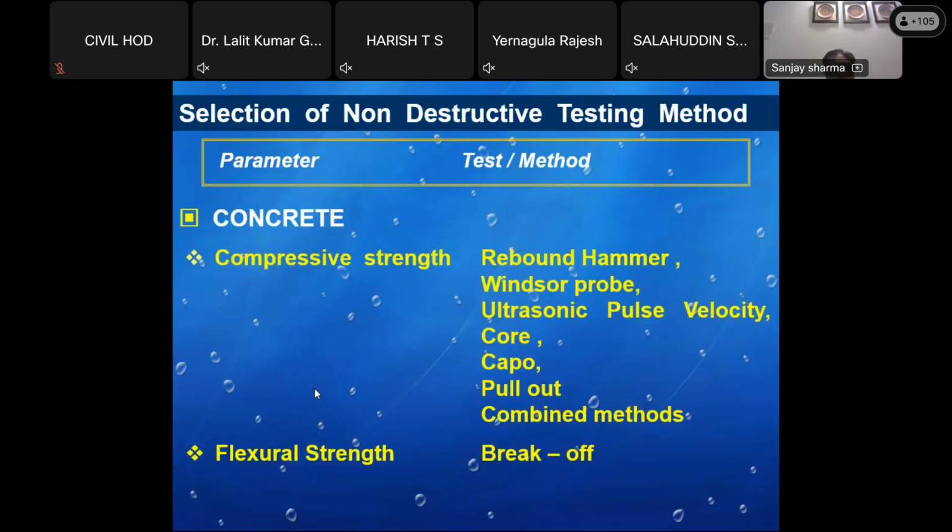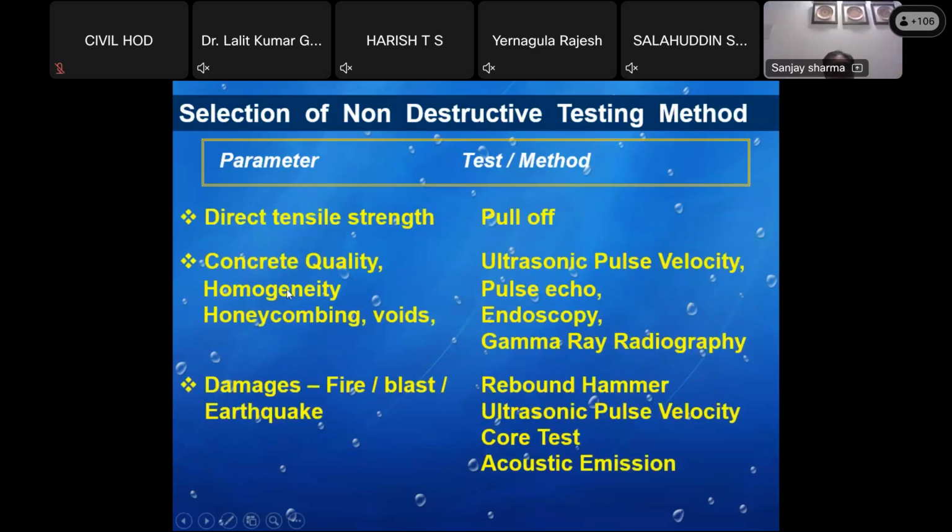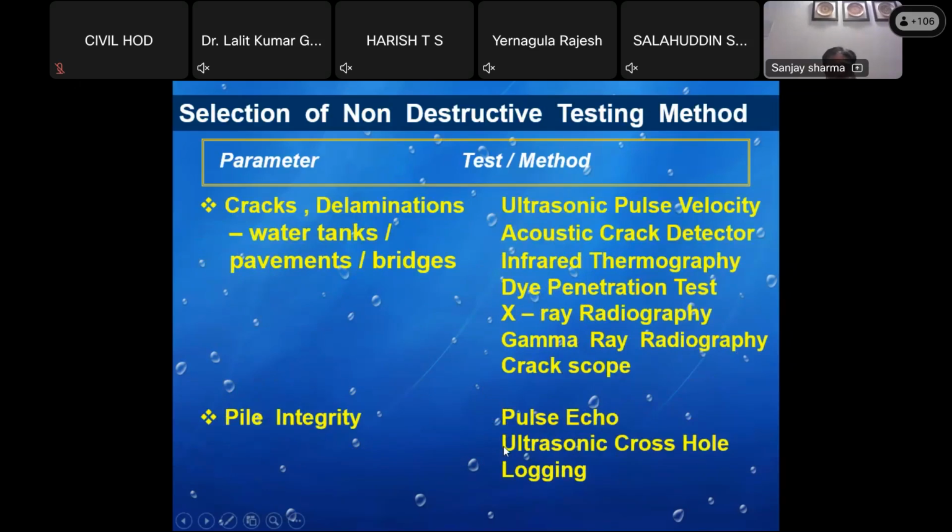So what are the parameters you need to measure? Compressive strength. For that, the different tools available to us are the rebound hammer, Windsor probe, ultrasonic pulse velocity, core, CAPO test, pull-out, and any of the combined methods together. For flexural strength, we have the break-off test. Direct tensile strength, we have the pull-off test. Concrete quality and homogeneity, you can use ultrasonic pulse velocity, pulse echo, endoscopy, gamma ray. For damages due to earthquake, etc., we can use rebound hammer, ultrasonic pulse velocity, acoustic emission, etc.